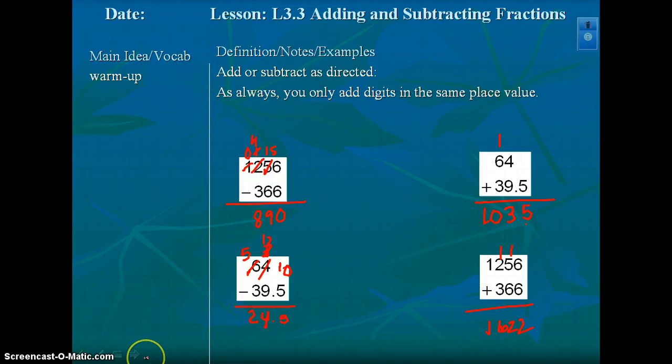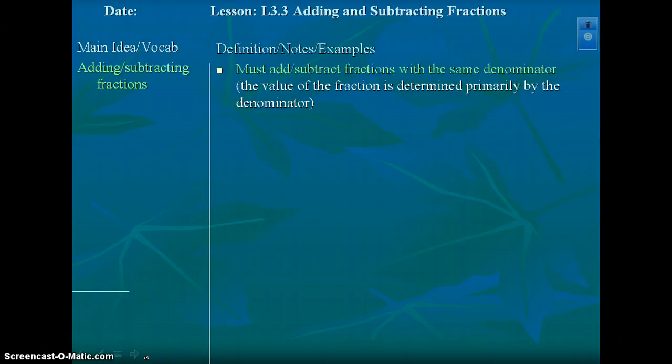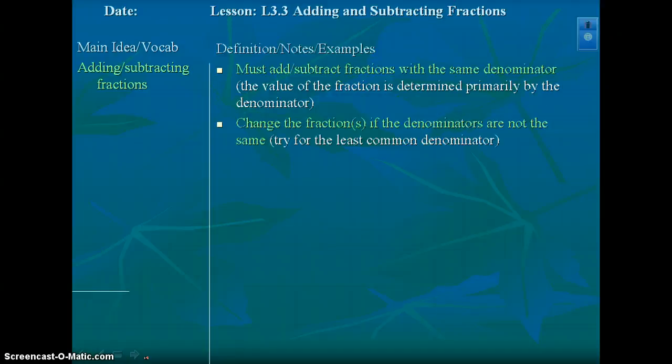We start out with this because adding fractions isn't all that much different. When we add and subtract fractions, we must add and subtract fractions with the same denominator. Since the denominator tells us how much value each piece has, we must add and subtract fractions with the same denominator.